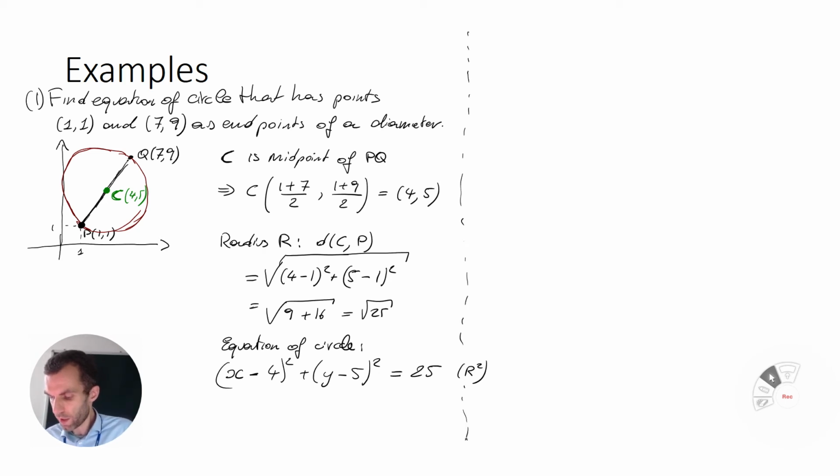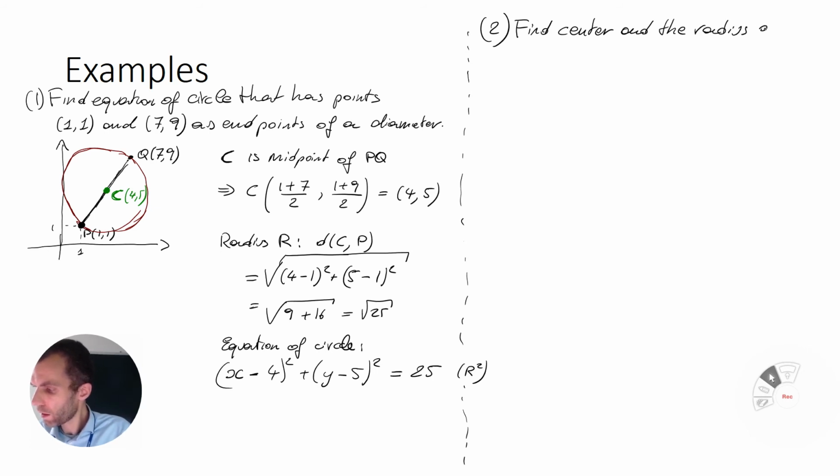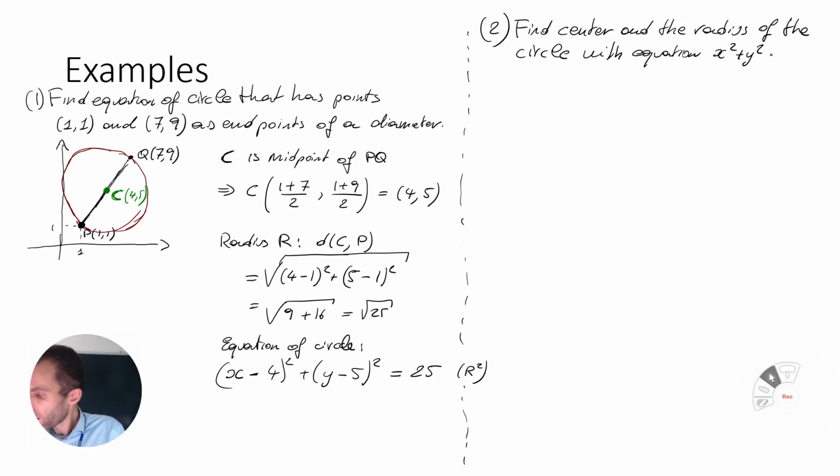Let's do another example here on the right hand side. So for the second example, we'll find the center and the radius of the circle with the following equation: x squared plus y squared minus 6x plus 2y plus 8 is equal to 0.